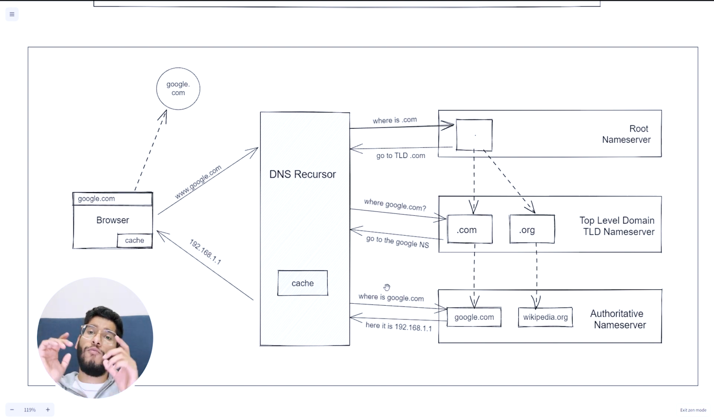So yes, if you have to make this request all the time from your browser in this same way, then it is very costly, in terms of network bandwidth and time. It will take so much time just to get the IP address of Google or any website every time if they have to go through this flow.